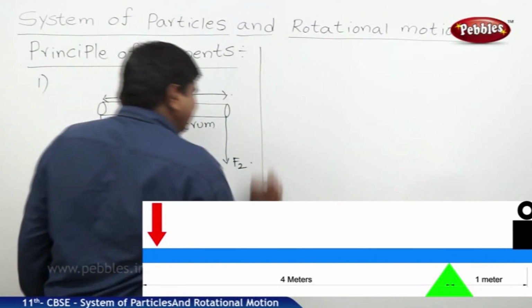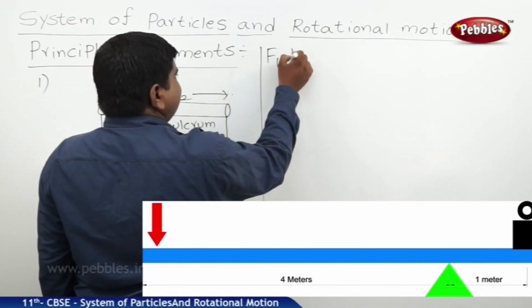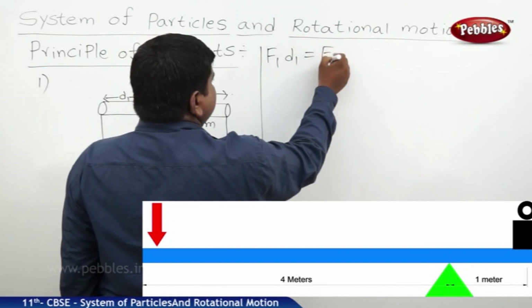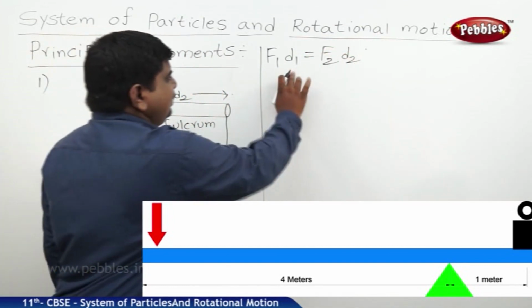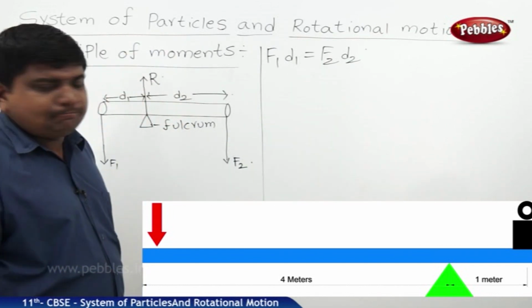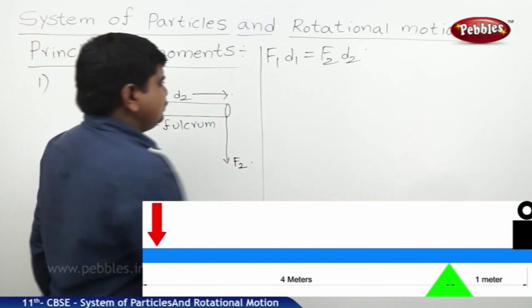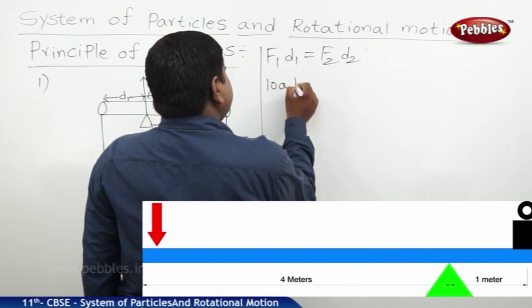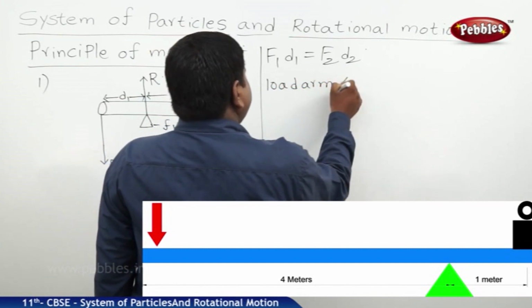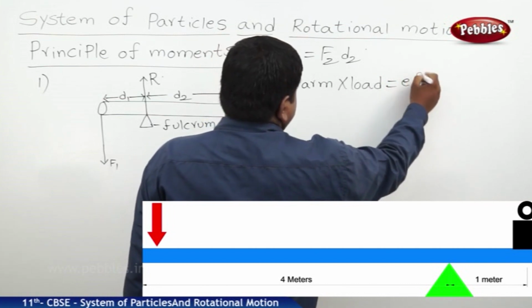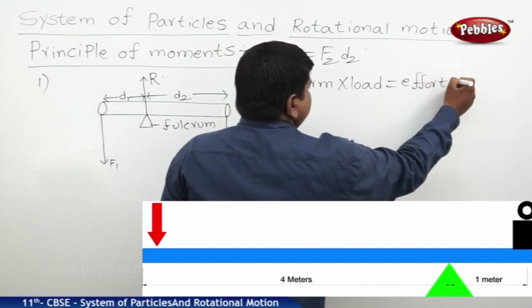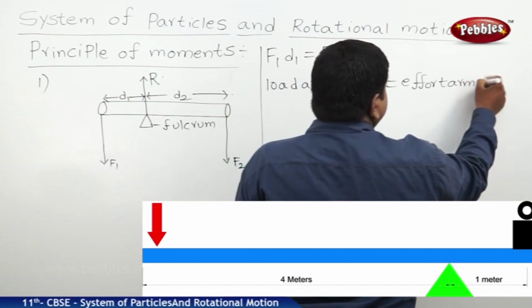So we have got one equation: F1 d1 is equal to F2 d2, where d1 and d2 are the arms, and F1 and F2 are the forces. So load arm into load is equal to effort arm into effort.